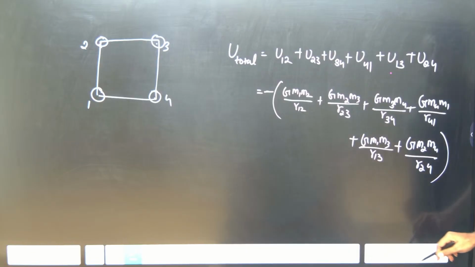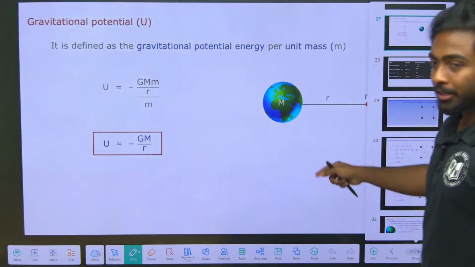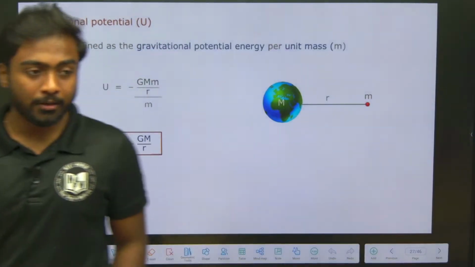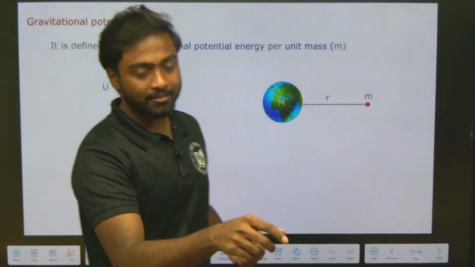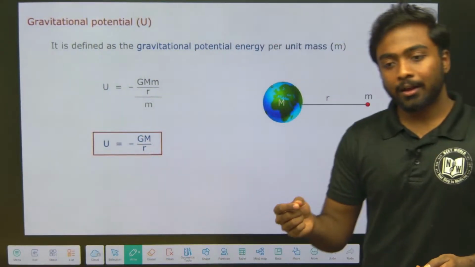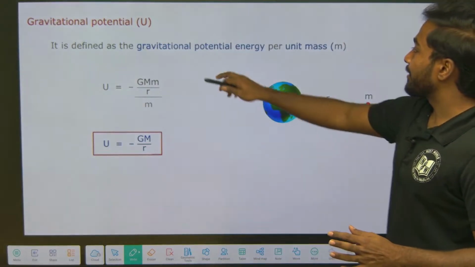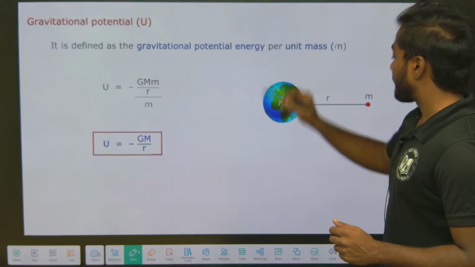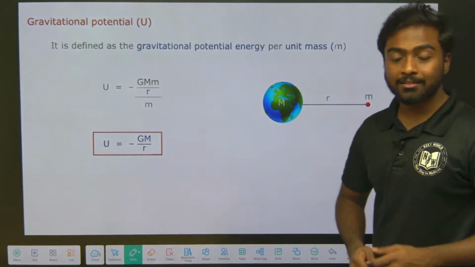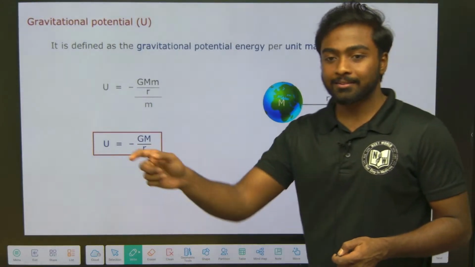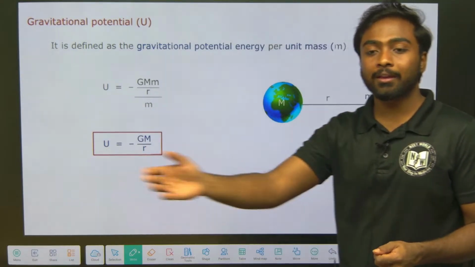Okay, so the next one, gravitational potential. Potential energy we have seen. Now we need to check whether the energy is there in that place, whether that potential energy is available in that area. It is defined as the gravitational potential energy per unit mass. So how can we check whether that energy is there? By keeping a mass there. If I keep a particular mass there, I can experience a force.